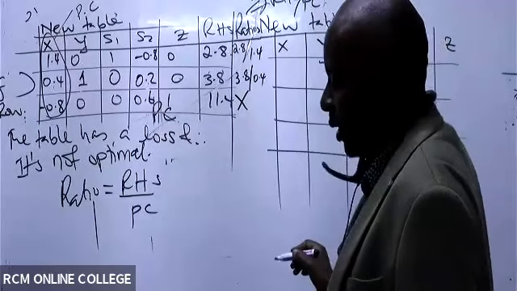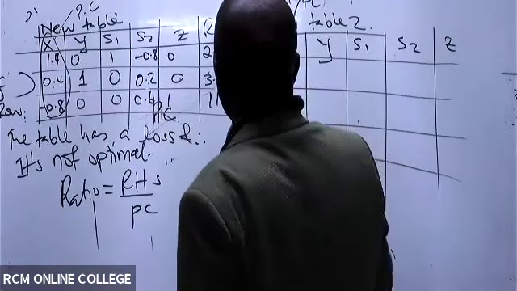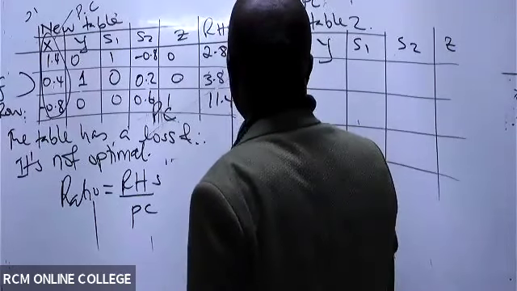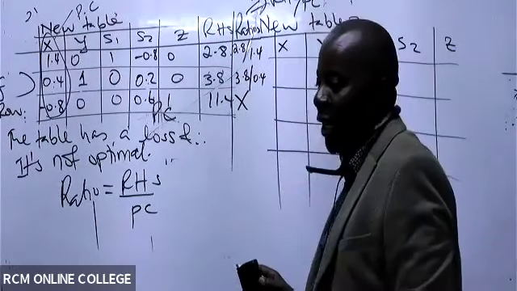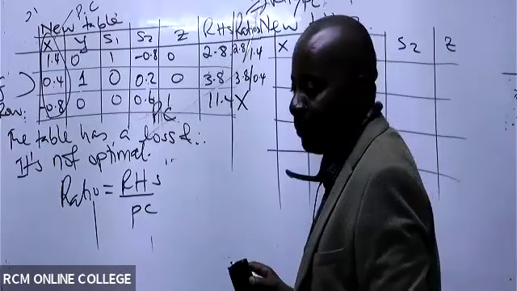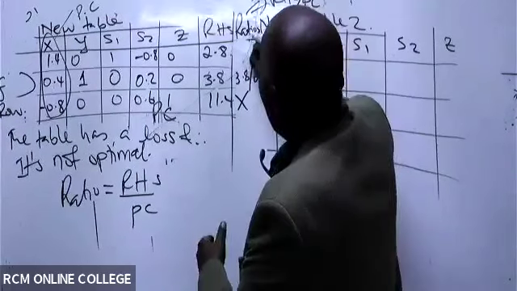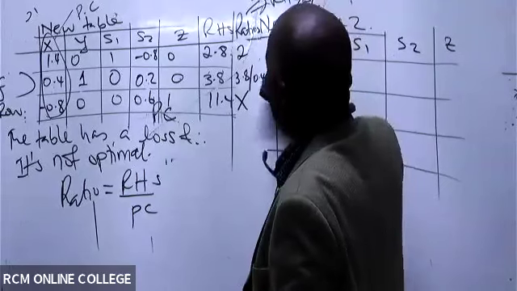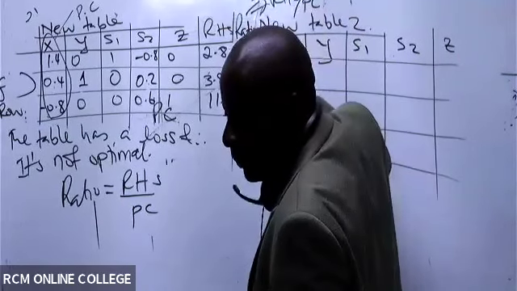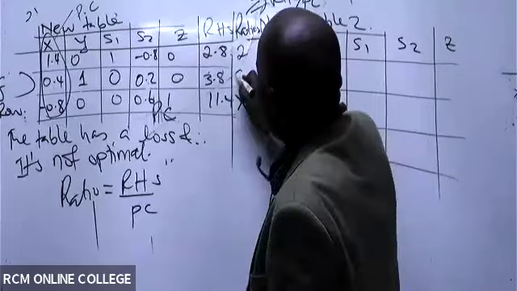Now, please go ahead and give me these ratios. What are the ratios? Can someone tell me? 2.8 divided by 1.4 gives me what figure? They are telling me it is 2. And 3.8 divided by 0.4 gives me 9.5. Thank you very much, 9.5.